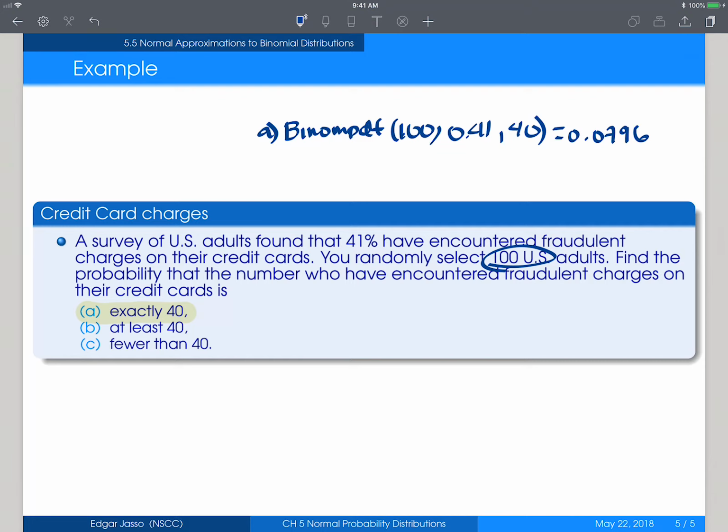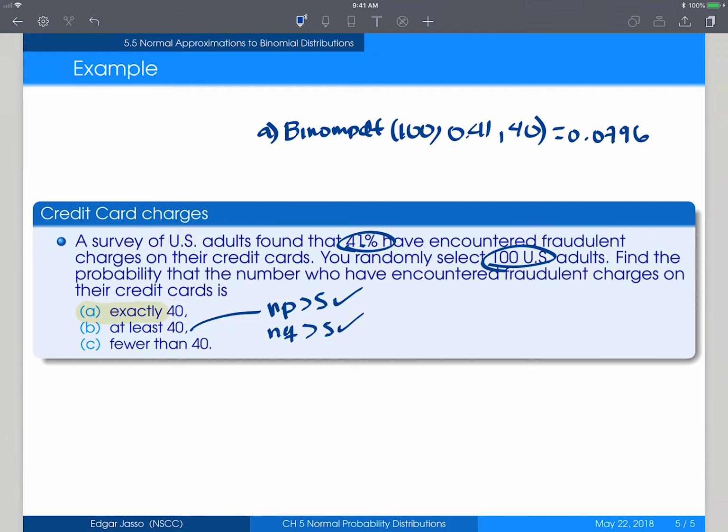Now for at least 40, that's when I would be doing 40 or 41 or 42 or 43 and adding them all up together. So this is the one where I want to use a normal approximation, and I need to check two things. Is np more than 5? Of course it is, because n is 100 and p is 0.41, so that's 41. Is nq more than 5? Yes, because q is 0.59 times 100, it's 59. So of course it's more than 5, and we can use the normal approximation.